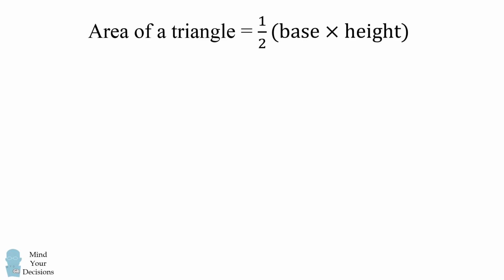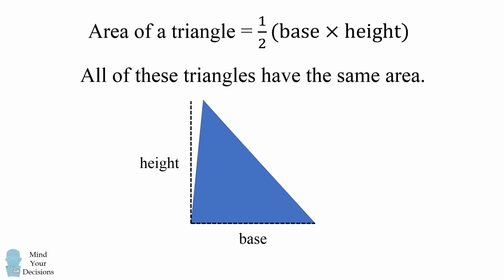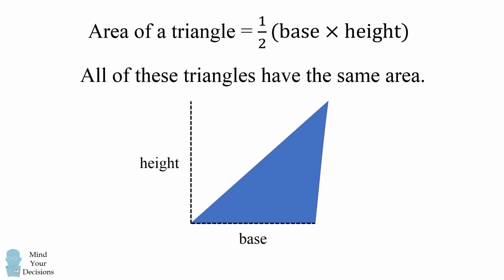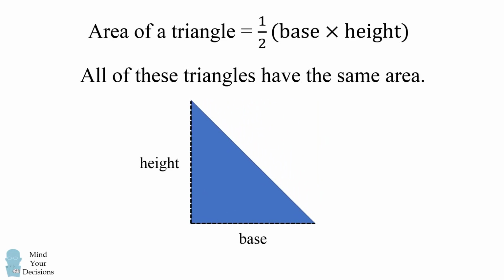So a key principle in this problem is the formula for the area of a triangle, which is equal to 1/2 the base times the height. So if you have a right triangle where one of its legs is the base and the other leg is the height, the area of this triangle is 1/2 times the base times the height. But this is true for any triangle. It doesn't have to be a right triangle. So all of the following triangles actually have the same area because they have the same dimensions for the base and the height. So how can we use this principle to solve the problem?